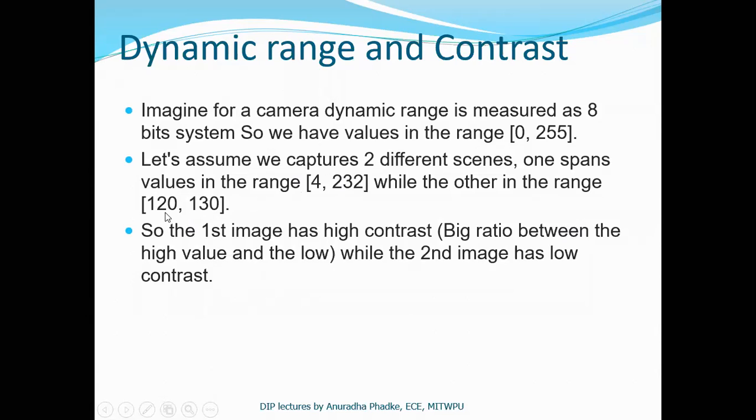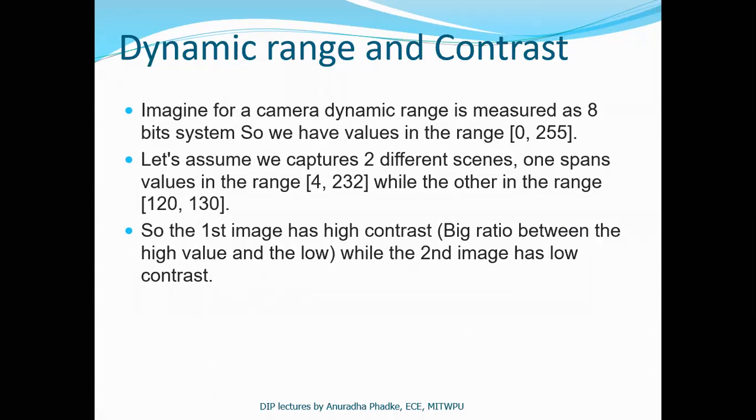If you look at scene 2, the difference between the lowest and highest pixel value is very small. It is only a difference of 10, whereas for the first scene this difference is very large. So we can say that the first image is a high contrast image, while the second image has low contrast because the range is very small. The difference between the darkest and brightest pixel is very small. So this is the meaning of contrast.